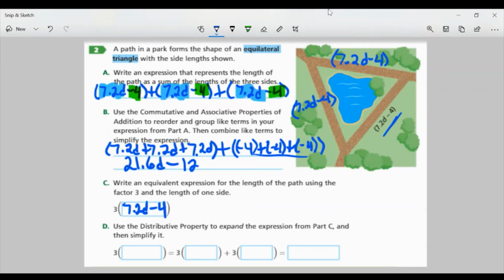So let's look at part D. Use the distributive property to expand the expression from part C and then simplify it. So again, all that means is I'm just going to use this expression down for this one. I have 3 times 7.2D minus 4. Okay? Now, I'm going to use my distributive property, which means I'm going to take 3 and multiply it to 7.2D, and then multiply 3 times -4.